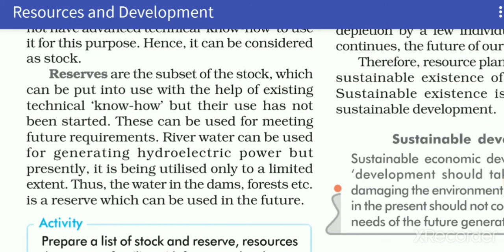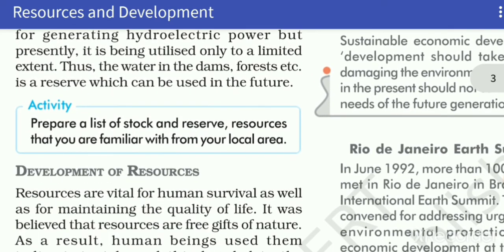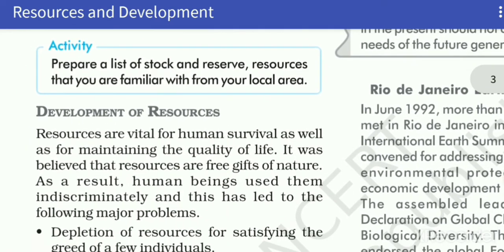Yes, in future if there is any requirement, for example generating hydroelectricity or providing water for irrigation, then dams can be built on the rivers. So in this way these rivers are the example of reserves. So in this way we have completed the topic classification of resources.